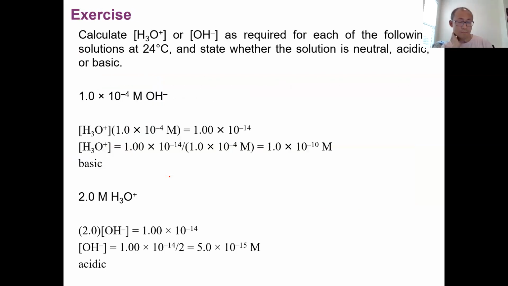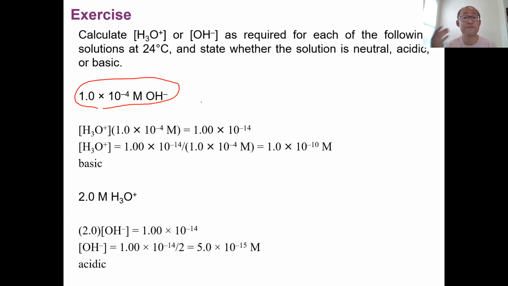Okay, so here are two very basic calculations to test you, or to confirm if you understand that topic. They ask if you're given either the hydroxide concentration or the proton concentration, can you calculate the other, and also determine if the solution is neutral, acidic, or basic. Let's take a look. The first equation gives us the hydroxide concentration, which is 10 to negative fourth.